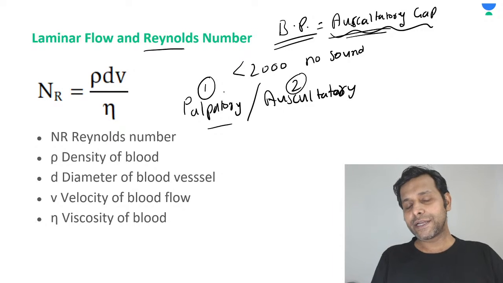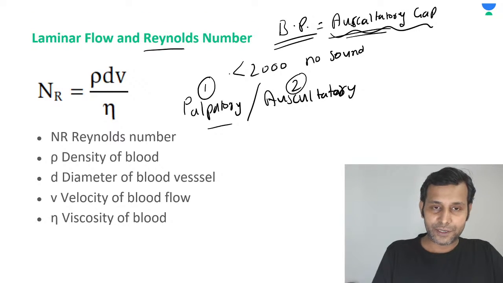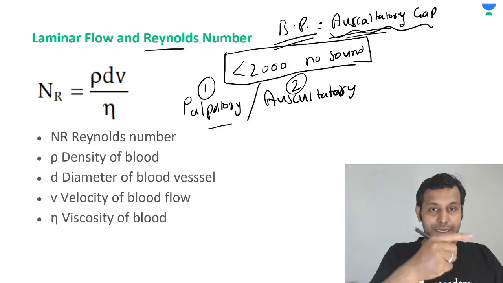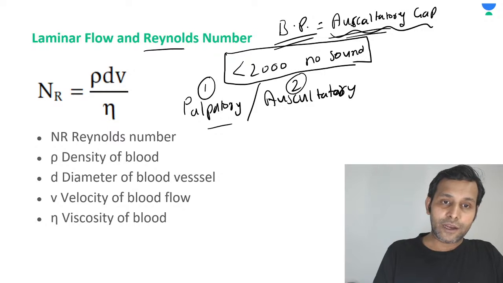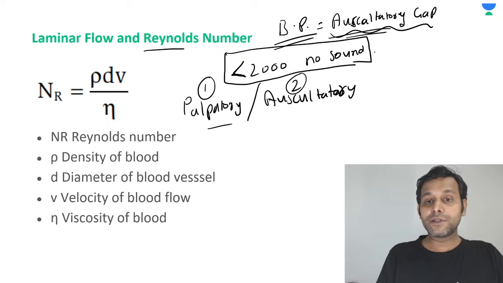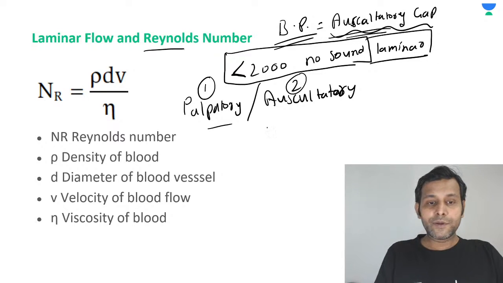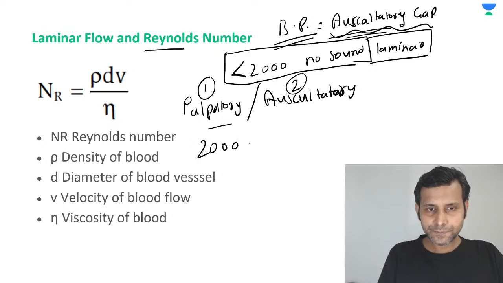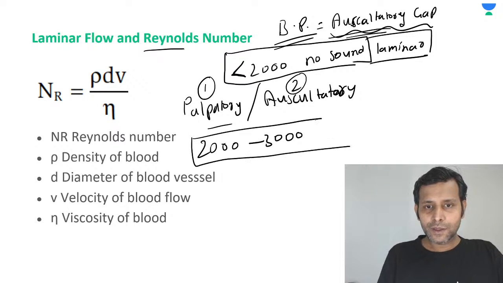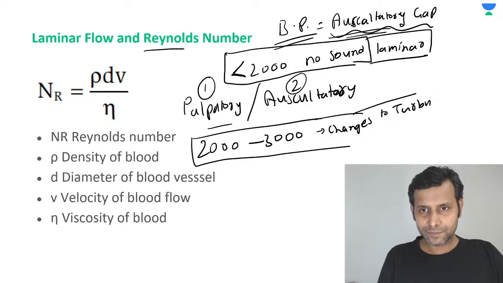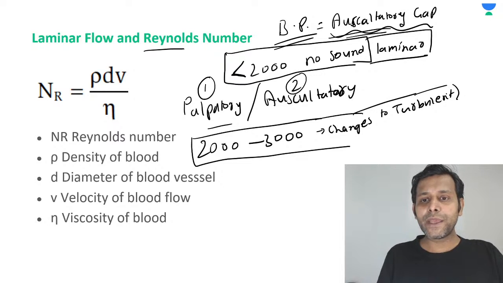In people with too much hypertension, there is a certain calculation which falls in such a way that if the Reynolds number is less than 2000, the flow is laminar and no sound is heard. Between 2000 and 3000, please remember, the flow changes to turbulent. So you may or may not be able to hear the sound.